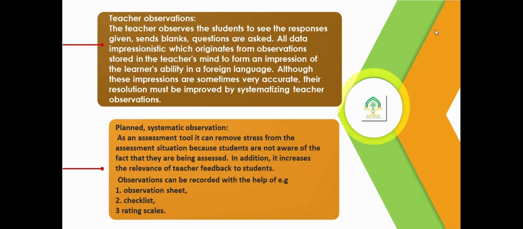Next, plan systematic observation. As an assessment tool, it can remove stress from the assessment situation because students are not aware of the fact that they are being assessed. In addition, it increases the relevance of teacher feedback to students. Observation can be recorded with the help of: one, observation sheets; two, checklists; three, rating scales.